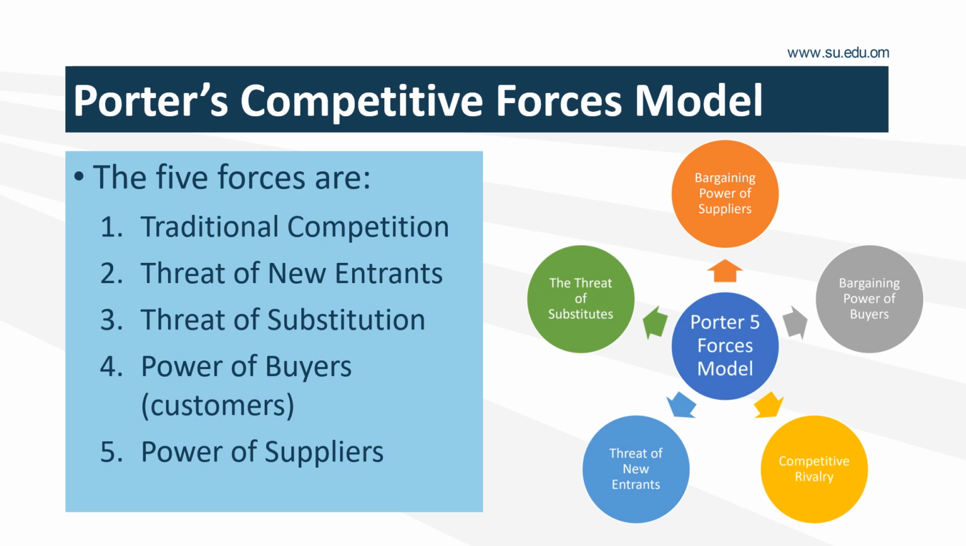In the Porter 5 forces model, you can see that there are 5 forces. First is traditional competition. Second is the threat of new entrants. Third, the threat of substitutes. Then the bargaining power of buyers, and the bargaining power of suppliers. So there are 5 forces in Porter's competitive forces model.